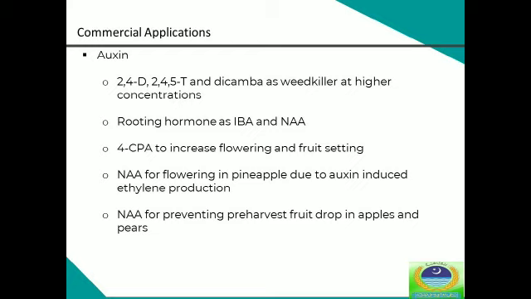4-CPA is an auxin-like product that is used to increase flowering and fruit setting. Naphthalene acetic acid is used for flowering in pineapple due to auxin induced ethylene production. And naphthalene acetic acid can also be used for preventing pre-harvest fruit drop in apples and pears.